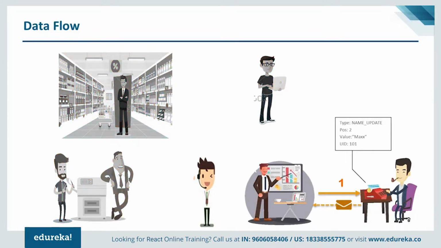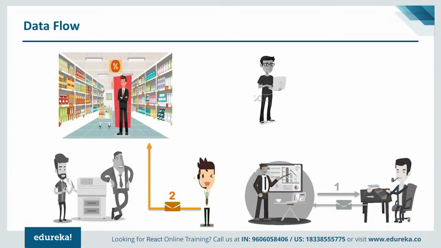Now first of all, type is name update. What we want to do is that the type of the action is name update. We want to update the name. Value is max. So this is the first step and this is available on the view and we want to update it. So action needs to be triggered. As you can see, this is the first step.